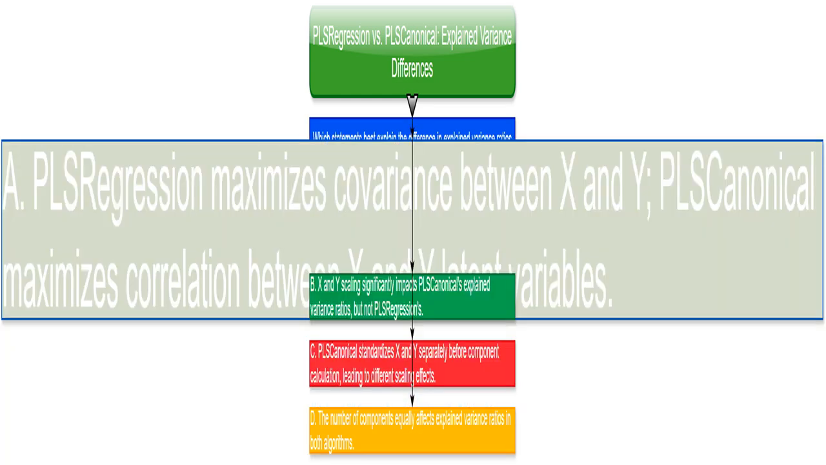This statement gets to the heart of the matter. PLS regression aims to find the components that maximize the covariance, a measure of how much two variables change together, between the predictor variables, X, and the response variables, Y. PLSCanonical, however, goes a step further and tries to maximize the correlation, a measure of the linear relationship between two variables, between the latent variables derived from X and Y. This difference in objective is what drives the distinction in their behavior concerning data scaling.